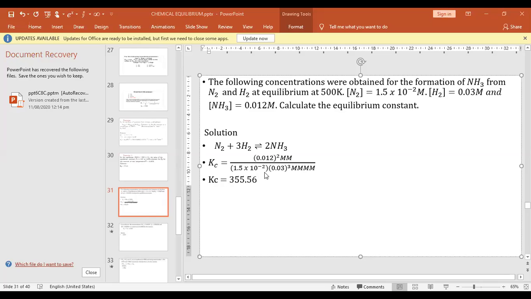Any questions so far? We are not done with the topic though. Our time is up. So our unit here should be molar raised to the power -2.